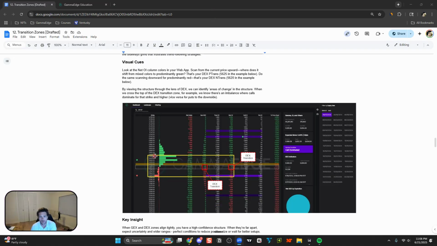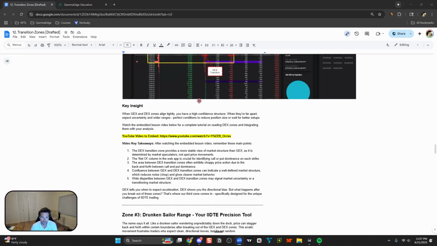Right, and the beauty of looking at the web app is we can quickly see, scanning the net OI column, where that structure really changes, or where that shift from green to red happens, or red to green. And by viewing the structure through the lens of DEX, we can identify those areas of change in the structure. For example, when we cross the top of the DEX transition zone, we know there's an imbalance where calls dominate for that strike and all strikes higher, and then vice versa to the downside.